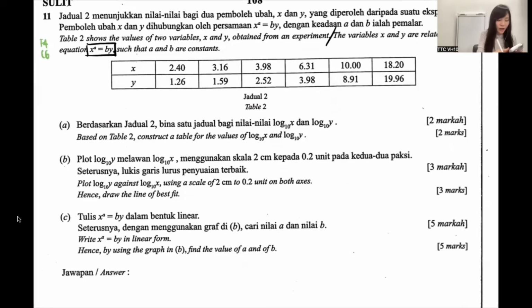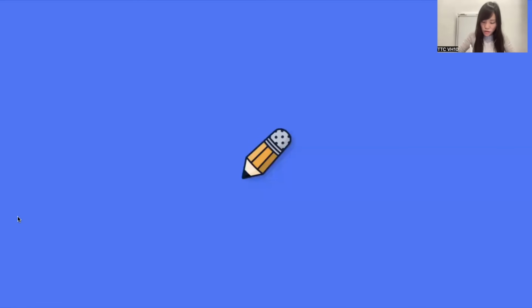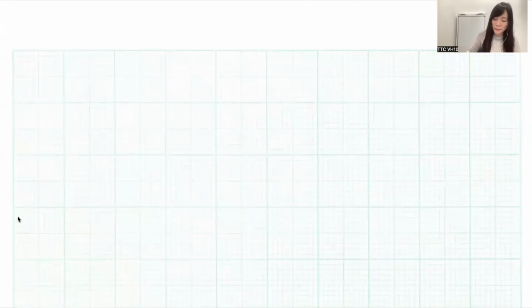Okay, before I do, because this particular question didn't provide me a table or a graph paper, I need to have my own graph paper. So I write inside my graph paper, okay? I expect you guys all have the question paper, yeah? Maybe you can screenshot whatever I show you, so that we can read the questions together, okay? So now we are doing question 11.